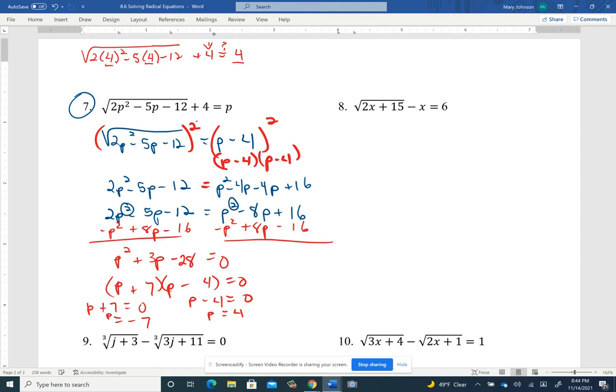32 minus 20. So that would be 12 minus 12. Oh, so that turns out to be square root of 0, which would be 0. And then 4 would equal 4. So this one for sure checks. Then you'd go back, and everywhere there was a 4, you need to now put in a negative 7 and see what happens.